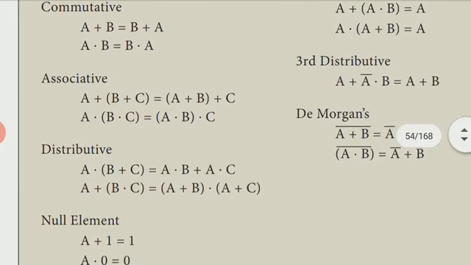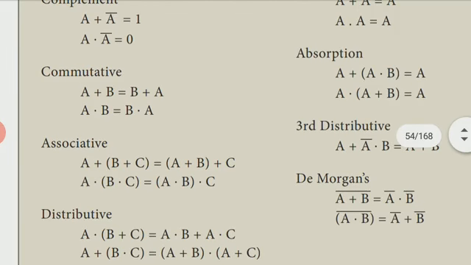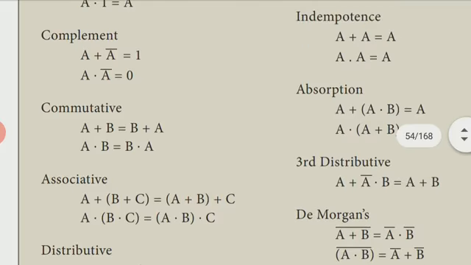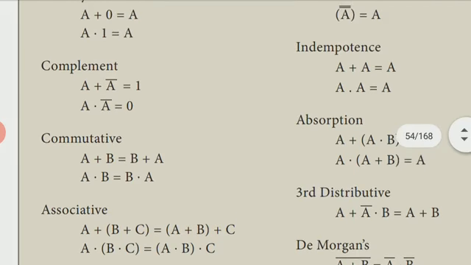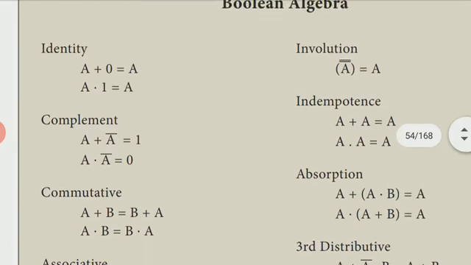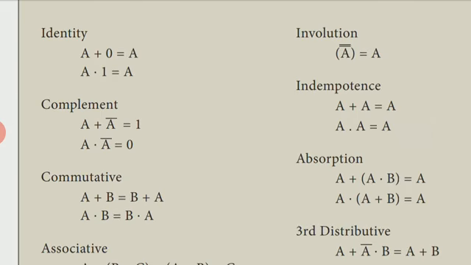De Morgan's theorem. Just go through these theorems also, and those theorems they derived. These theorems can be derived only with 0 and 1. Using 0 and 1, we can derive these theorems.